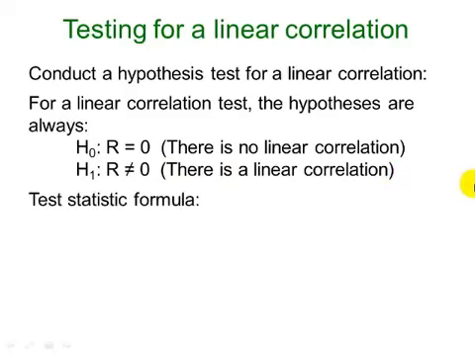Our test statistic formula for this hypothesis test is t sub 0, and notice that the t here means that we're using the t distribution. The R in here is the correlation coefficient, so we have R over the square root of (1 minus R squared) over (n minus 2). n is the number of data points that we have, so it's our sample size.